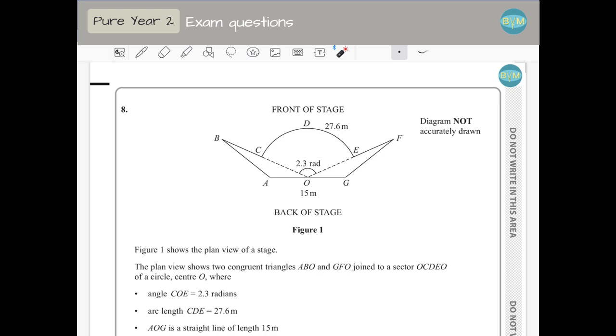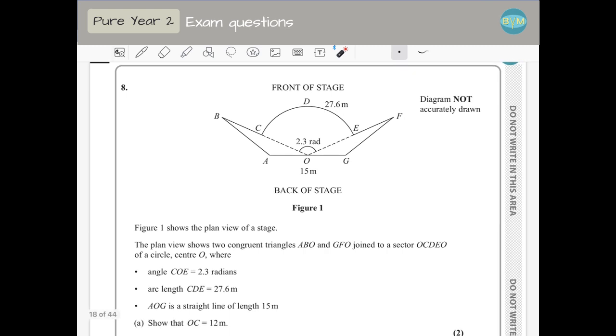Hello, this is question 8 on your paper 1 from Edexcel June 2023. The A-level paper is a Radians question. Figure 1 shows the plan view of a stage. The plan view shows two congruent triangles, ABO and GFO. These two triangles join to a sector, this one here.